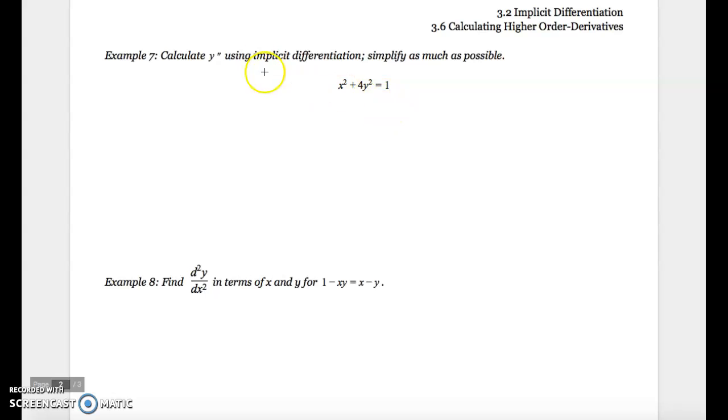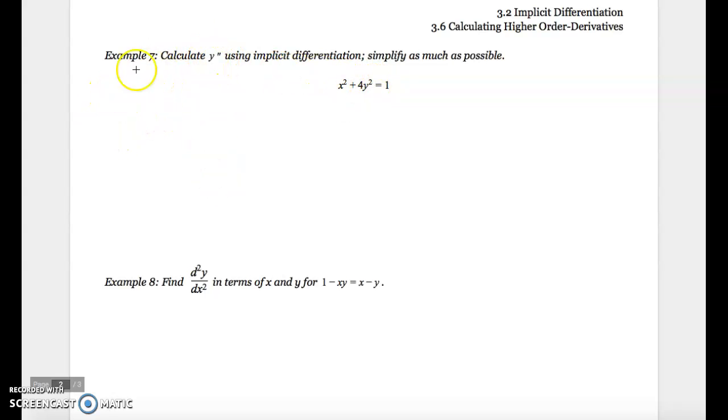So basically we can do the same thing with functions that we have to differentiate implicitly. This one wants us to find our second derivative using implicit differentiation. The problem with implicit differentiation is there's one more little step you have to do, so I'm going to show you how to do that. First, we're just going to find the first derivative, right? We can't find the second derivative without finding the first.